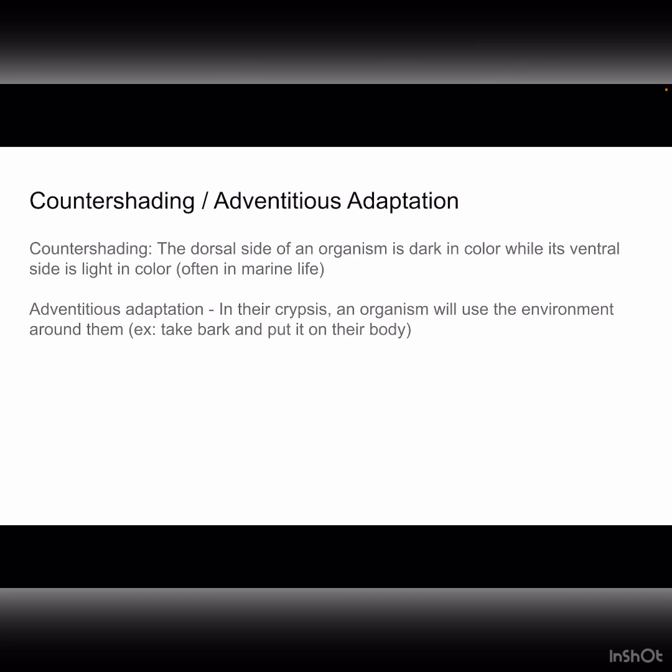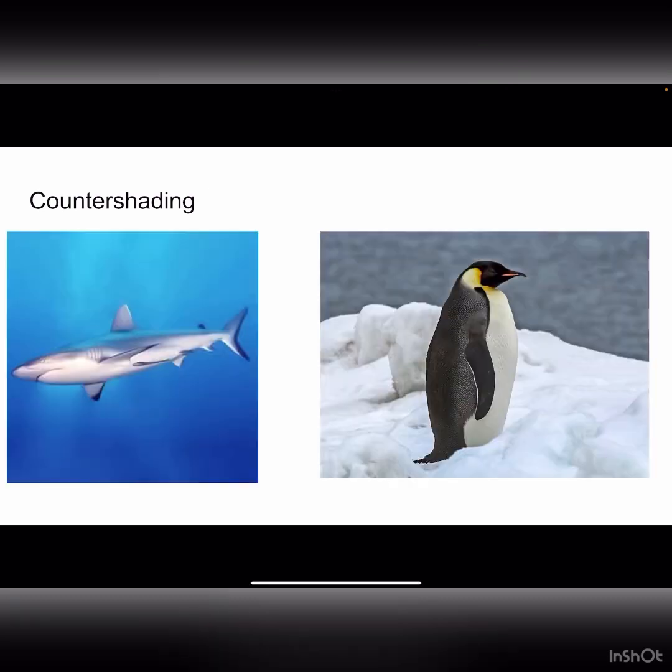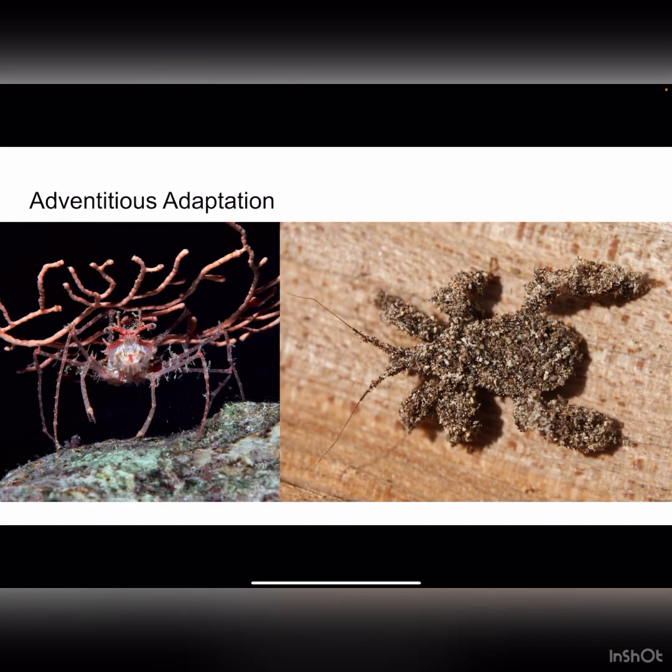Moving on to the next concept, an adventitious adaptation is defined as the following. In their crypsis, or camouflage, an organism will use the environment around them. This means that an organism will take something from the environment, something like bark, and use it to camouflage itself. These are two common examples for countershading. Notice how on each organism the belly is light while the back is dark. When they're swimming, both organisms will be camouflaged from predators above and below them. These are examples of adventitious adaptations. On the left, the sea creature, maybe a shrimp or something, is using coral from its environment to disguise itself from predators. On the right, a bug appears to be doing the same thing but with sand.